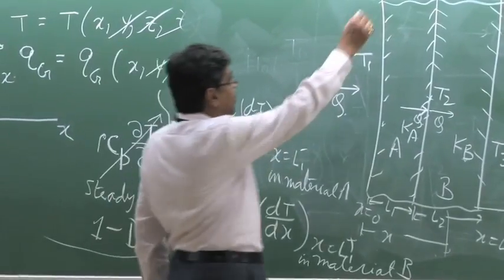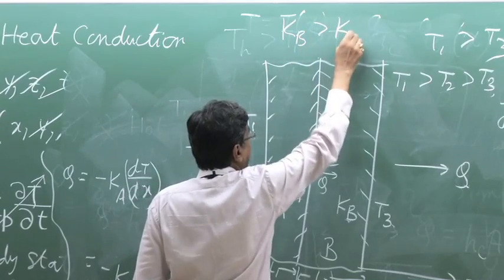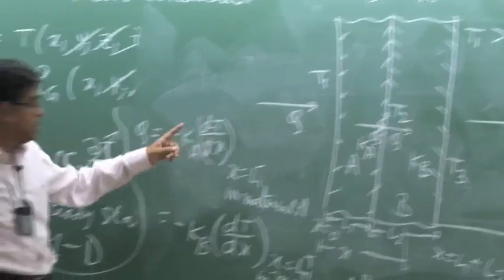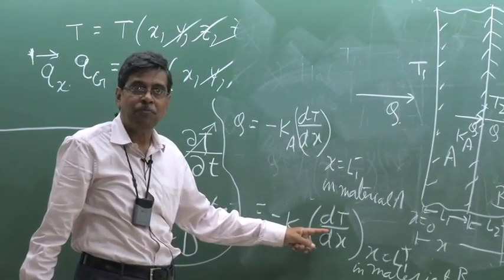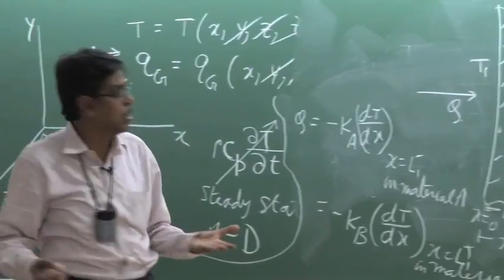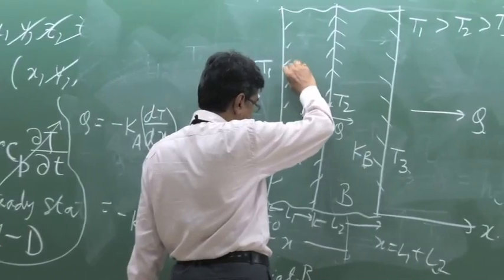Now if we consider a case that Kb is greater than Ka, then what will happen? This temperature gradient will be steeper, and this temperature gradient will be flat, because Kb is higher than Ka. It is inversely proportional to thermal conductivity. So we can draw a picture like this.